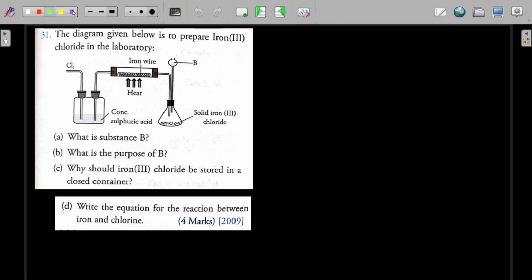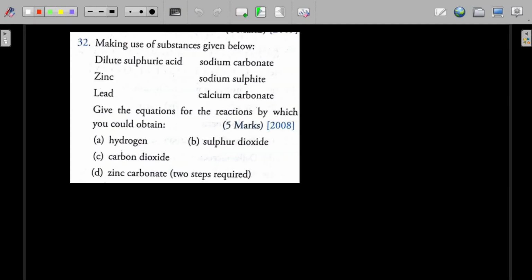This is a preparation of iron 3 chloride, so leave it. This is not coming now. This is not in the textbook also. This is the last question.